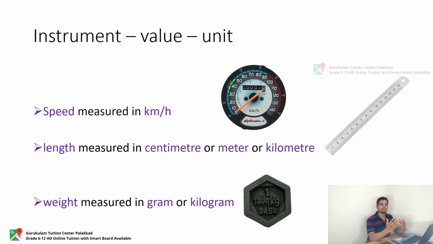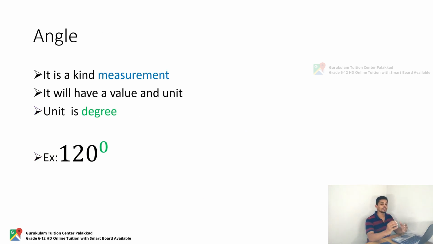And suppose you are measuring your height, say 156 centimeter. That 156 is the value and centimeter is the unit, and the instrument can be a scale, measuring tape or whatever it is. And just imagine you're checking your weight. We say some person is 50 kilogram. That 50 is the value and kilogram is the unit, and the instrument we use there might be a balance.